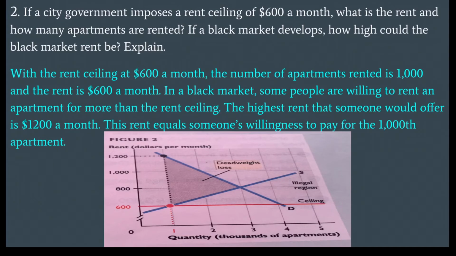If a city government imposes a rent ceiling of $600 a month, what is the rent and how many apartments are rented? If a black market develops, how high could the black market rent be?